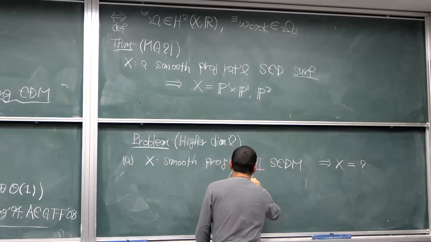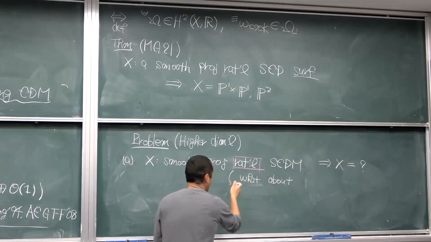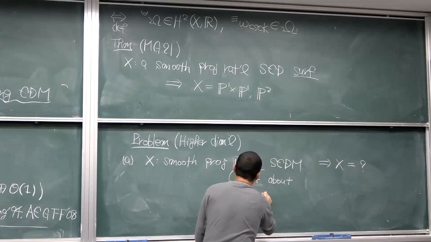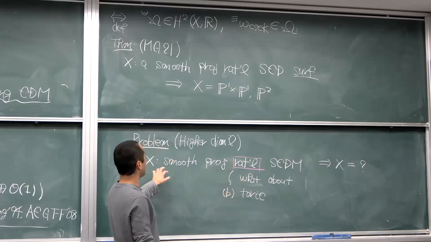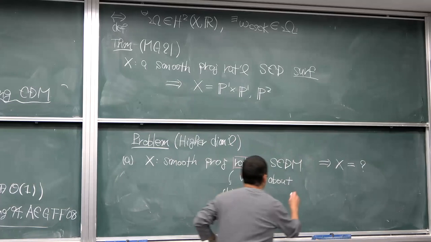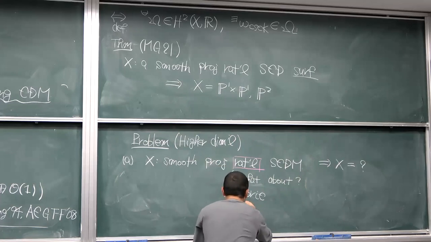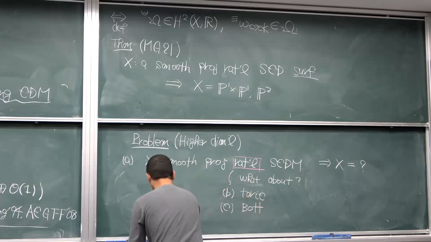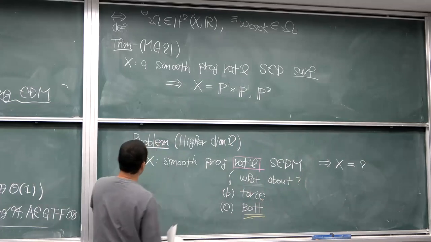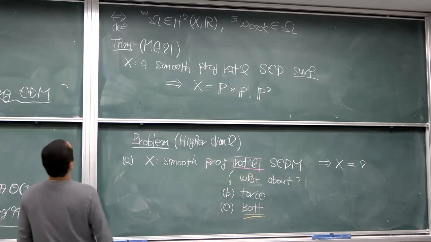But in general, this problem is very difficult to deal with, so we can relax it and consider a more special case. What about toric varieties, which are rational varieties? What about a smooth projective toric SCDM, then what kind of variety will appear? This is also a very interesting problem. And the third one, which is still very difficult: what about Bott manifolds? This is our assumption. If we think about any smooth projective Bott strong parabolic manifold, then what kind of variety will appear?